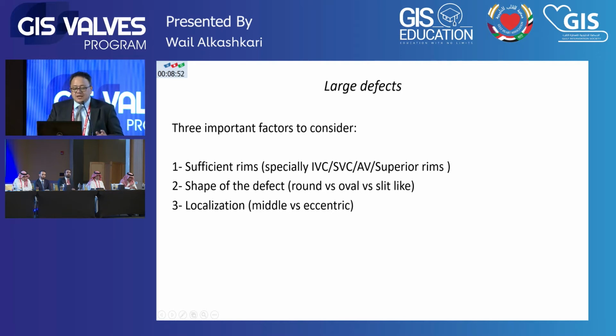Shape of the defect, round versus oval versus slit, because we'll show you why slit is riskier than round. Localization, middle or eccentric, and we told you why. If it's in the middle, it's good. If it's eccentric, it can impinge any of the valves or veins around.